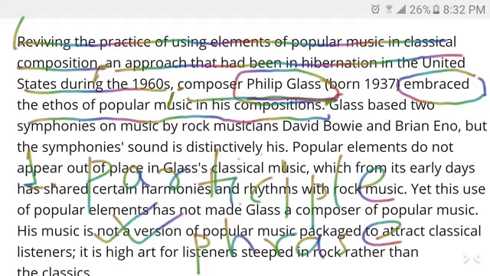Okay, so that's all about it. That's how you can understand a complex sentence.